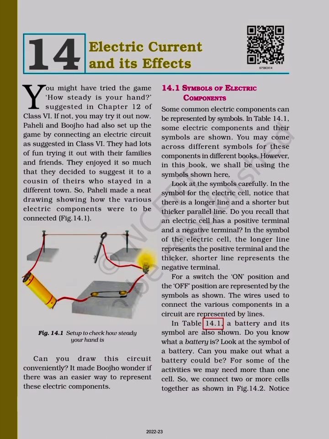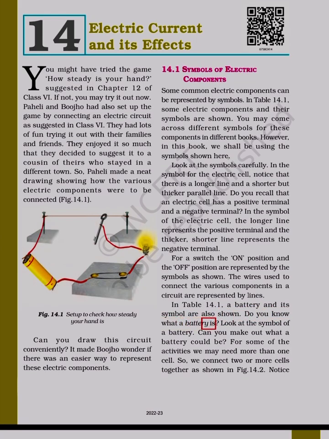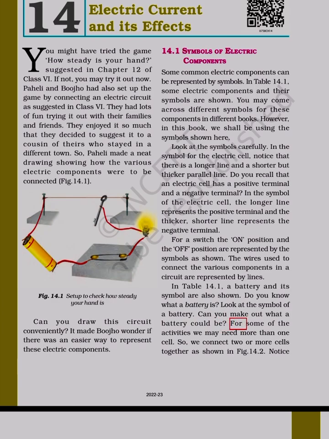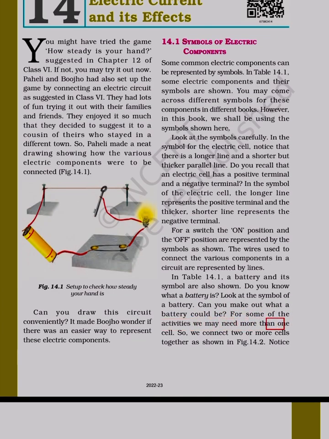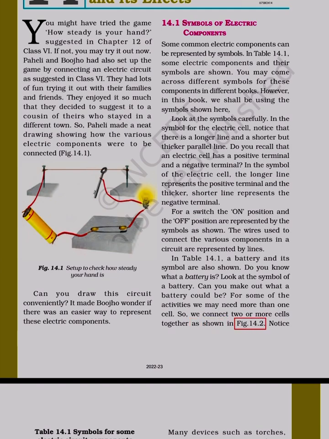In Table 14.1, a battery and its symbol are also shown. Do you know what a battery is? Look at the symbol of a battery. Can you make out what a battery could be? For some of the activities we may need more than one cell. So, we connect two or more cells together as shown in Figure 14.2.